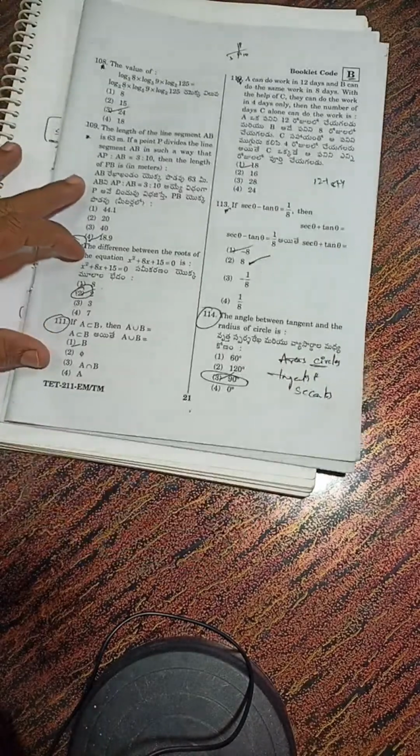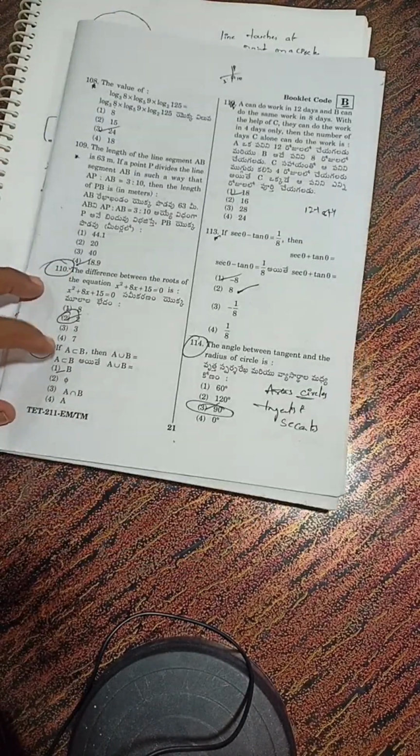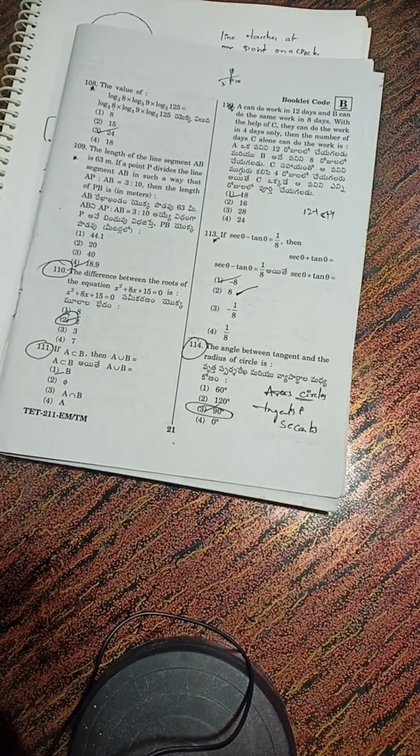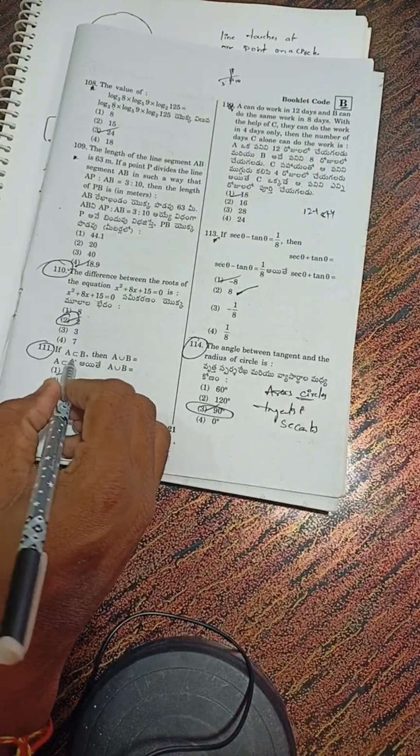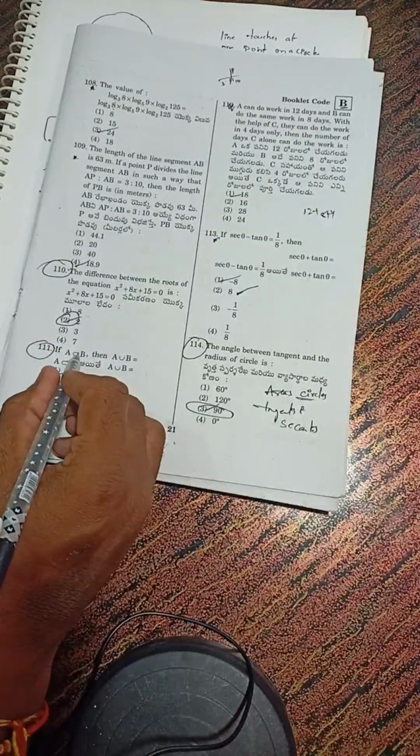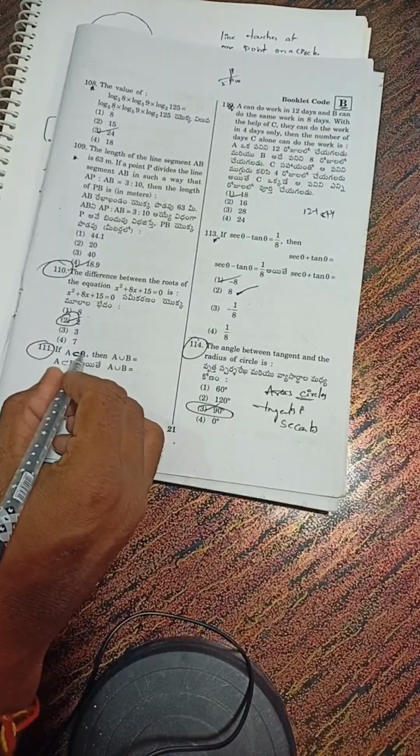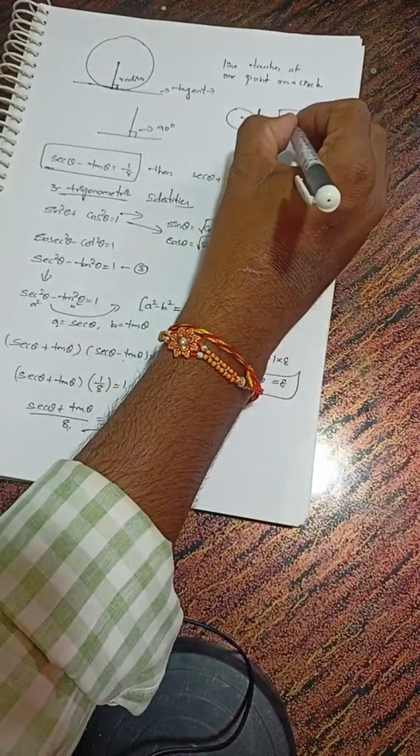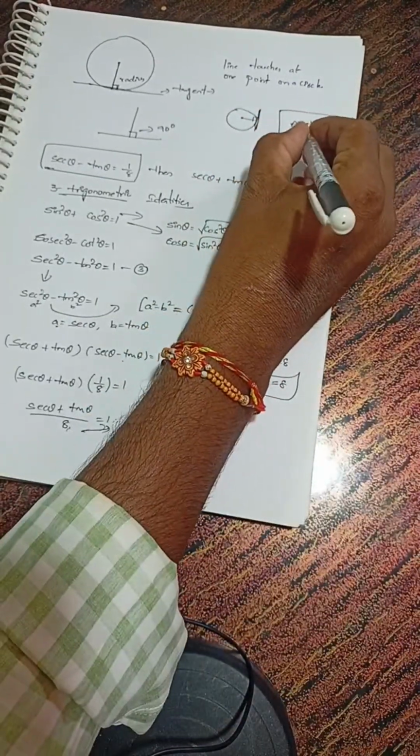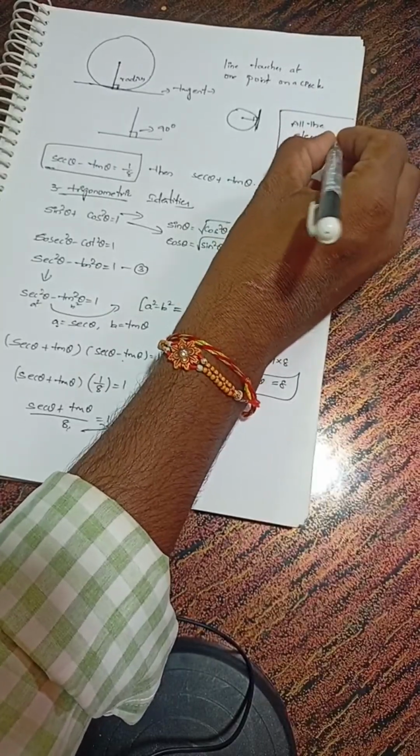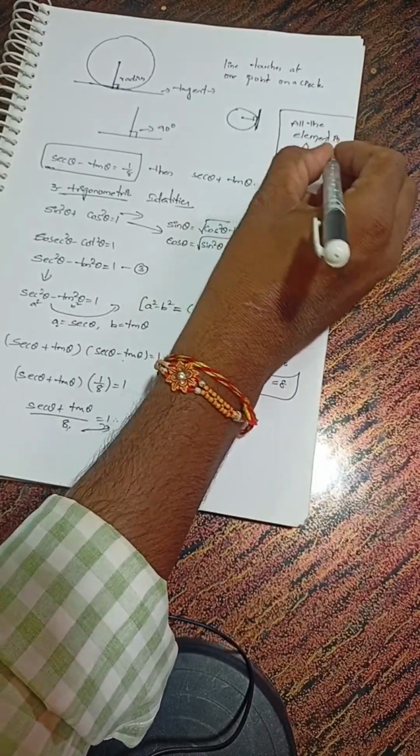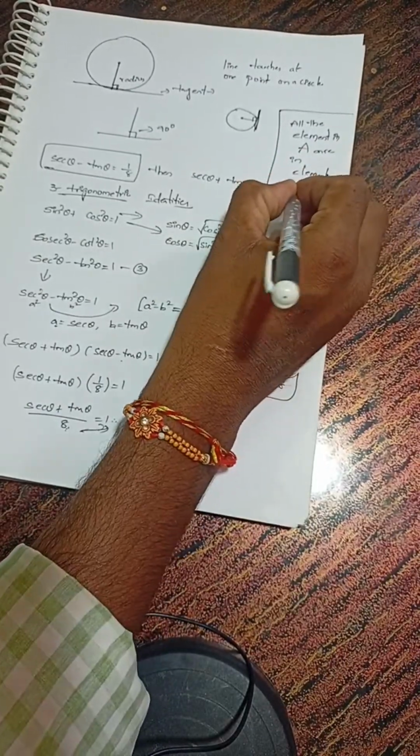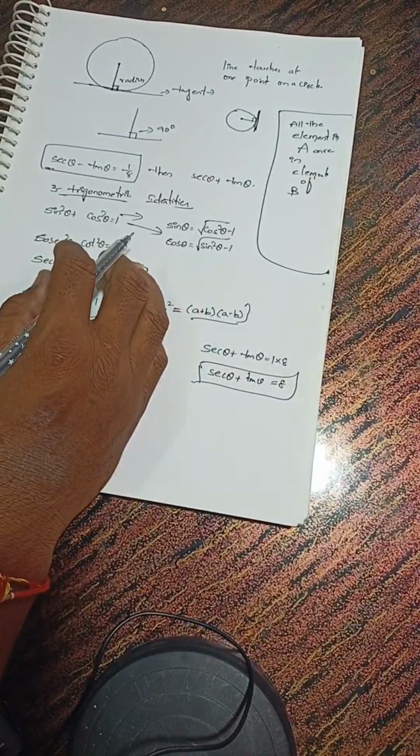Now we go for the question number 111. A is subset of B, then A union B. What is asking? A is subset of B. Set veru, superset veru. So A is subset of B, that is given. So how can we write? Here I am writing all the elements in A are elements of B.